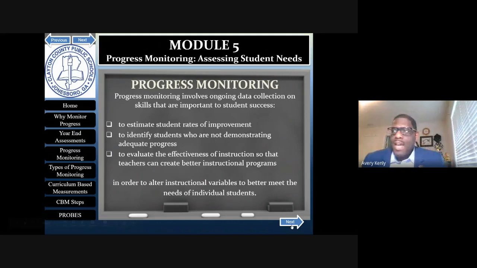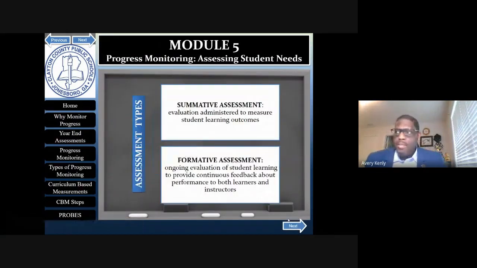So assessment types, we talked about summative assessments, and we hit on formative assessments a little bit, but just remember that formative assessments are ongoing. They occur throughout instruction, and it allows us to make changes as needed as we're progress monitoring. Summative assessments are administered to measure learning outcomes. Remember, summative assessments come at the very end.